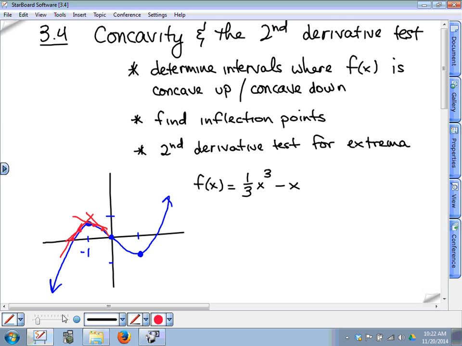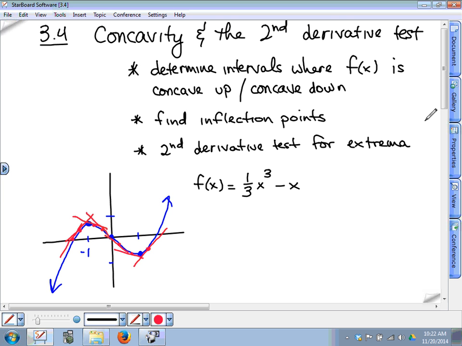As soon as we switch over here, that tangent line's right here, that tangent line's right there, this tangent line's right there. What happens to the graph now in relation to its tangent lines? The graph is now above its tangent lines. So we describe this part of the graph as a concave up part of the graph. The graph is above its tangent lines here, the graph is below its tangents there. You see the difference? Concave down versus concave up.